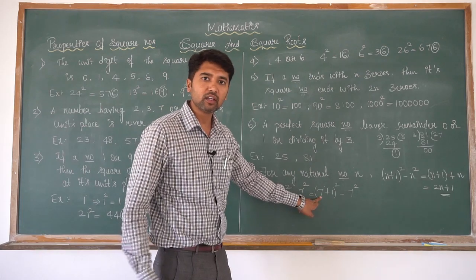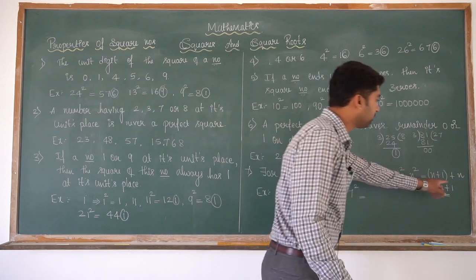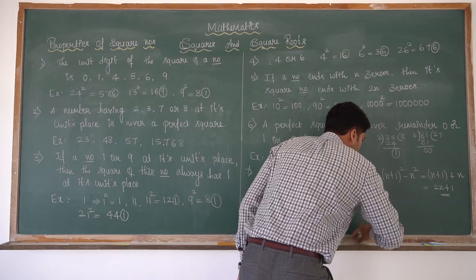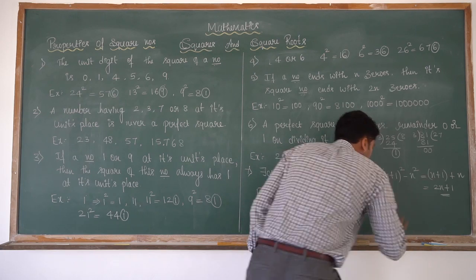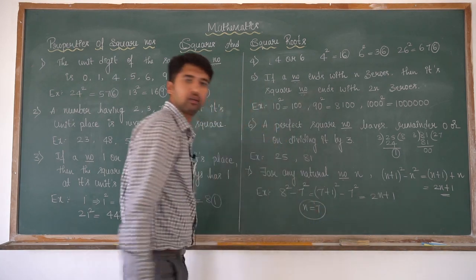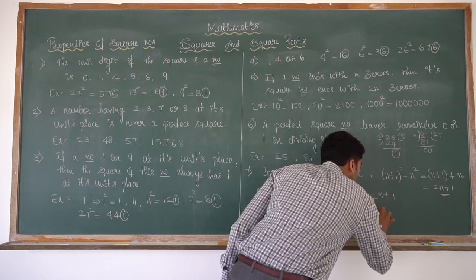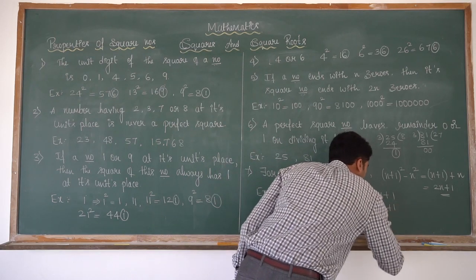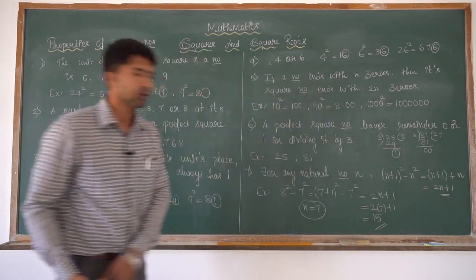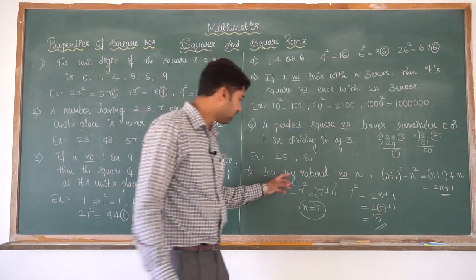The value of n is 7. So 2n plus 1 is there, I will directly take this. 2n plus 1, here n is equal to 7. So the value will be 2 into 7 plus 1, 15. Hope you can understand. 15 will be the difference between 8 square minus 7 square.